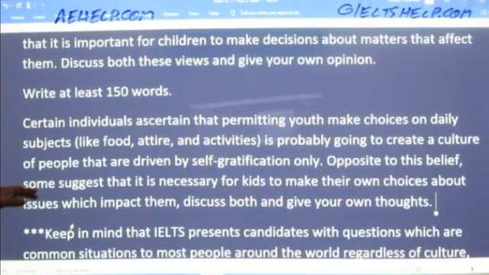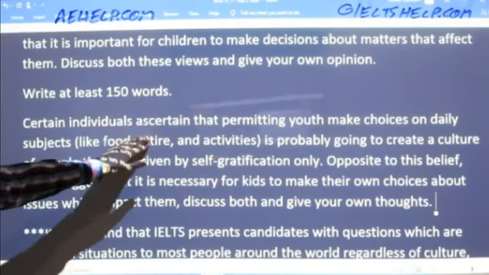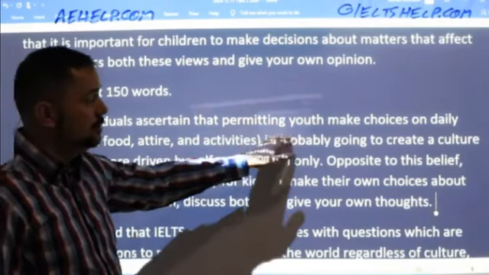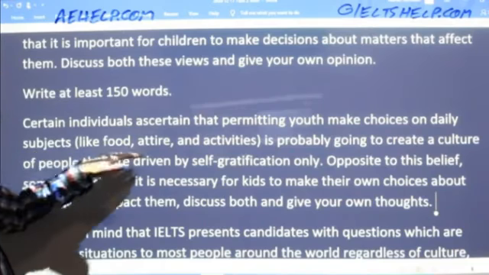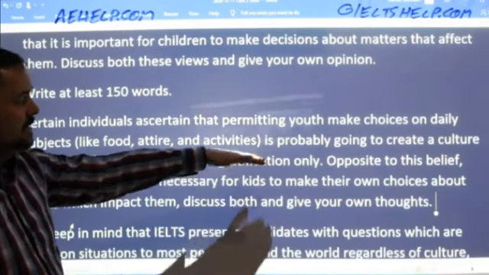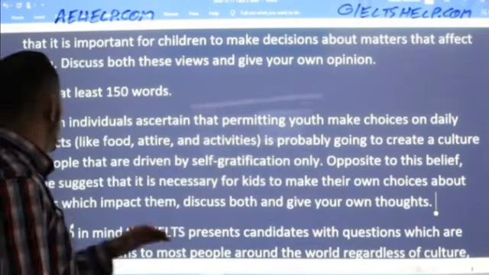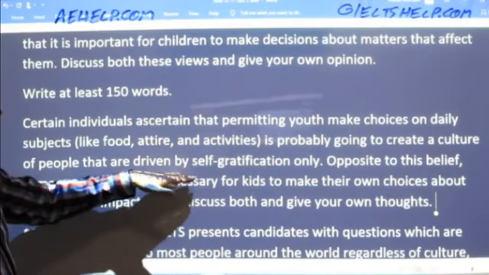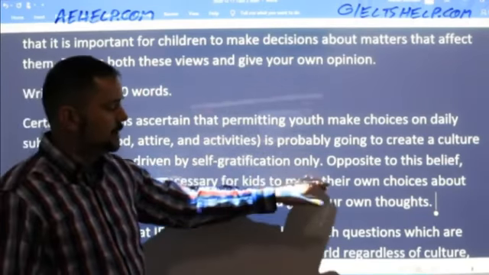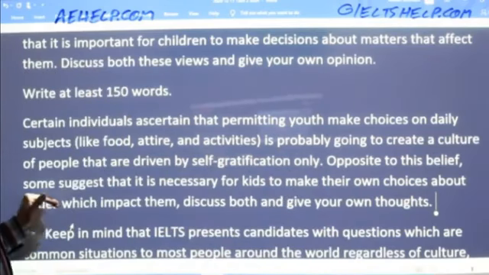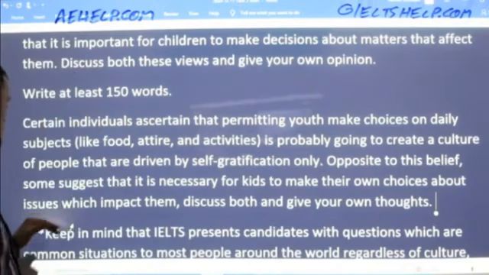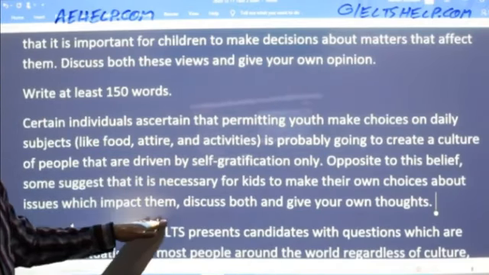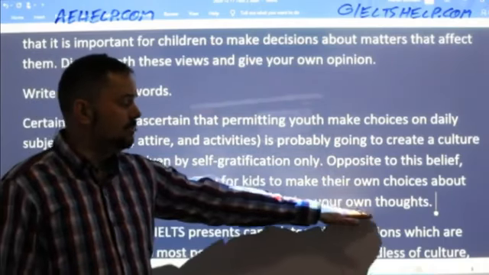So here is my paraphrase. Certain individuals ascertain that permitting youth to make choices on daily subjects like food, attire, and activities is probably going to create a culture of people that are driven by self-gratification only. Opposite to this belief, some suggest that it is necessary for kids to make their own choices about issues which impact them. Discuss both and give your own thoughts.